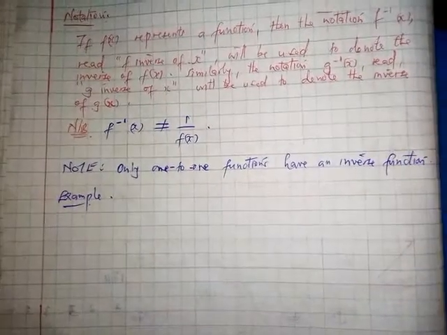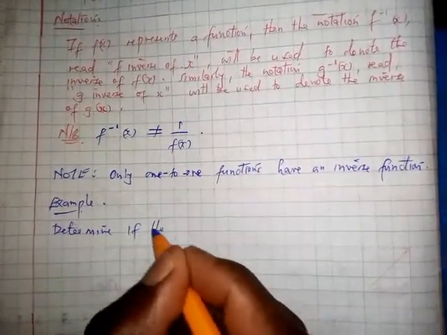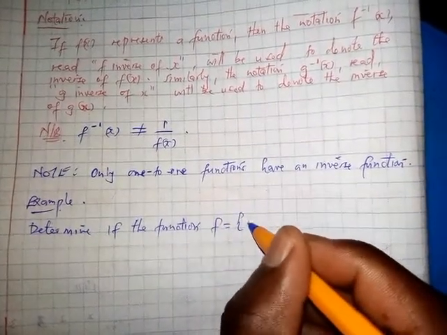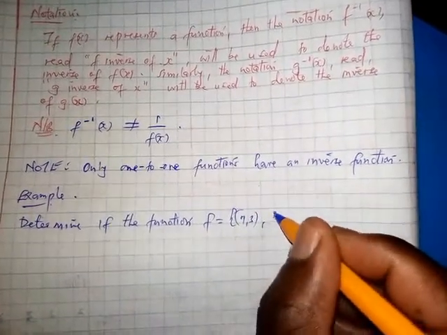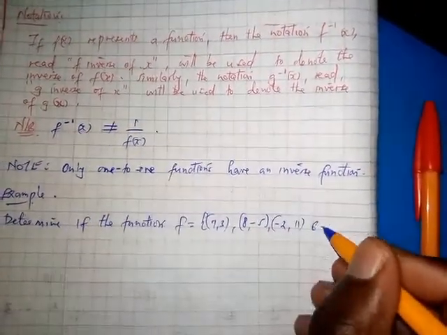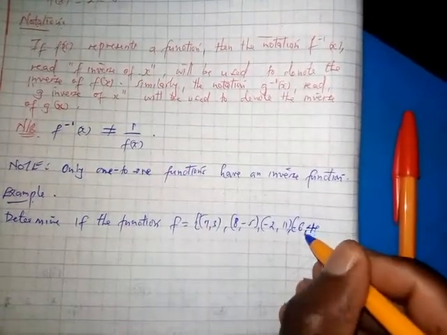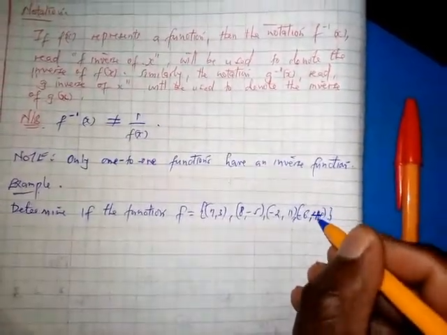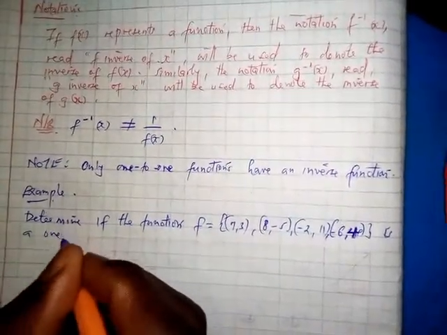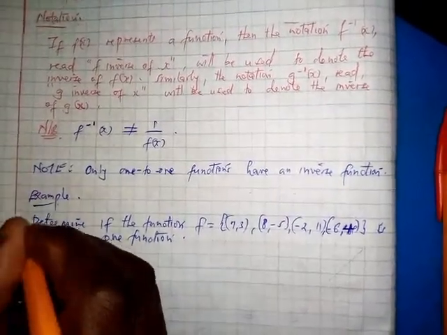if we want to determine if the function f, which is equal to (7, 3), (8, -5), (-2, 11), (6, -6), (here is positive 4), for example, such a function is a one-to-one function. So, example 1.